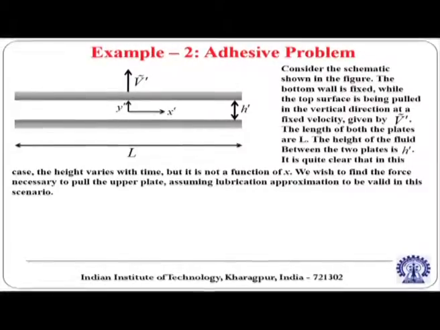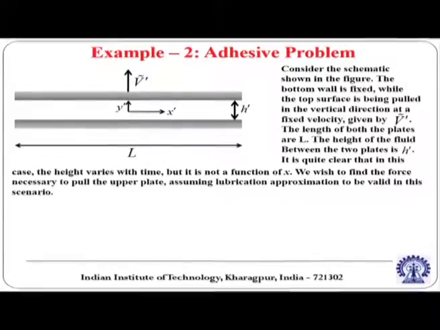Example 2, which is the last example that we consider in this chapter, the adhesive problem. Consider the schematic shown in the figure. The bottom wall is fixed while the top surface is being pulled in the vertical direction at a fixed velocity. Now, there is a vertical motion of the top plate. We have not yet mentioned whether the vertical motion is in the positive y direction or negative y direction. Both are possible, and I will discuss both possibilities.